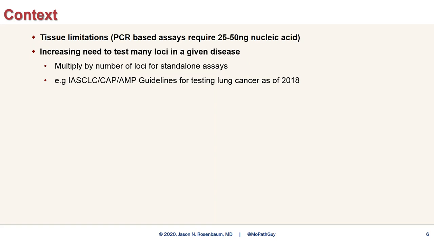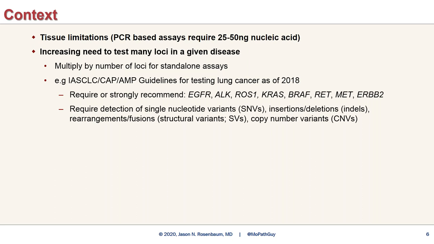The example I give here is that the IASLC, CAP, AMP guidelines from 2018 either require or strongly recommend that EGFR, ALK, ROS1, KRAS, BRAF, RET, MET, and ERBB2, which is also known as HER2, be analyzed in any patient. Adding complexity to this is that full analysis of all these genes requires detection not just of single nucleotide variants, which is what people traditionally think of as a mutation, but also insertions and deletions, rearrangements or fusions, and copy number changes like amplification of HER2.